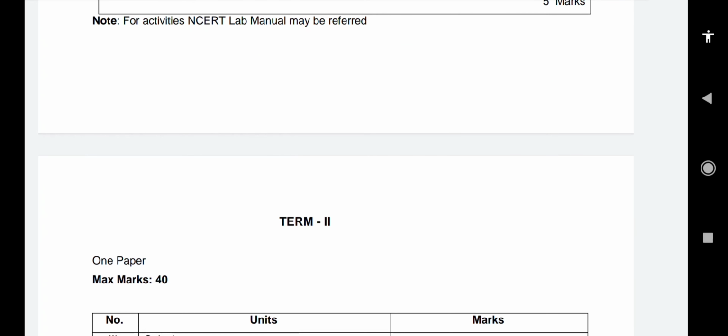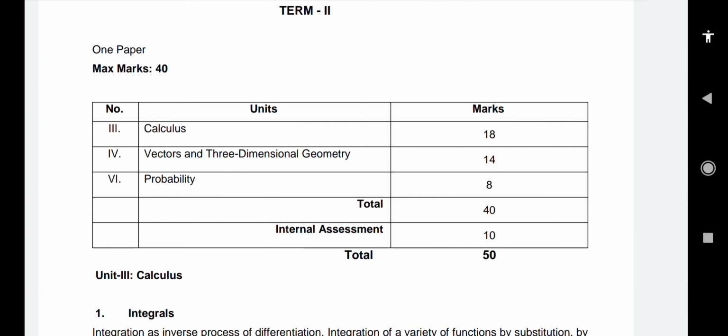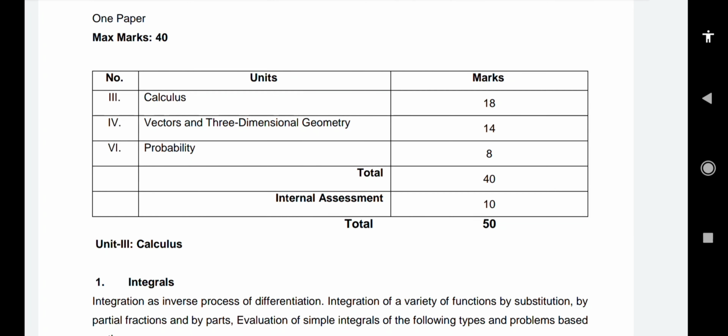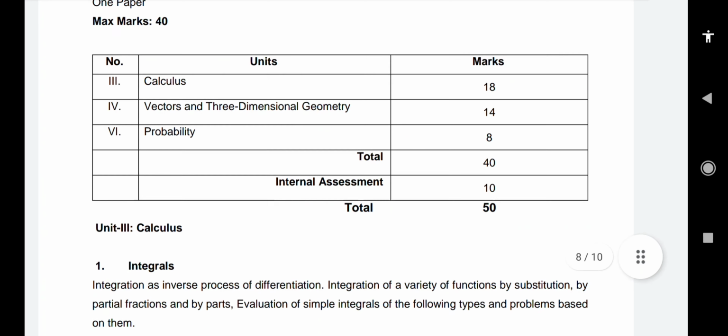Now let us go to the term 2 syllabus. So here you have 3 chapters: calculus, vectors and 3D geometry, and probability. Calculus is 18, vectors and 3D is 14, probability is 8 marks, altogether 40, and you will have internal assessments of 10, so completely 50 marks.